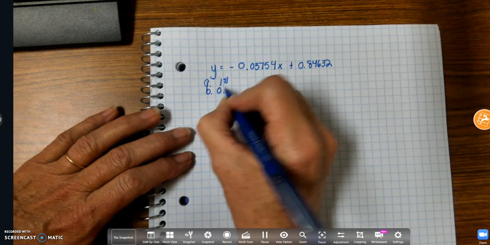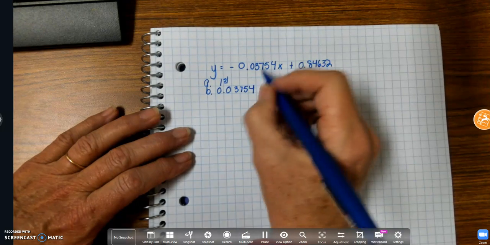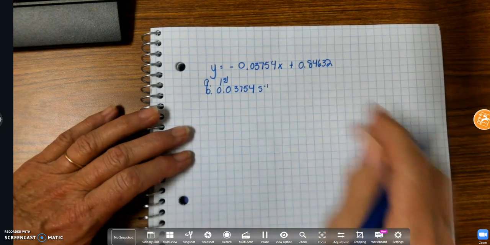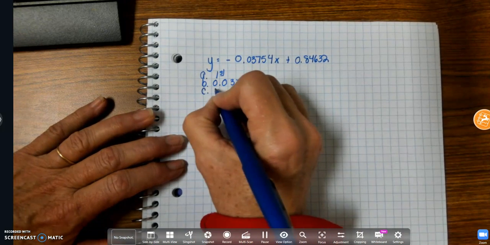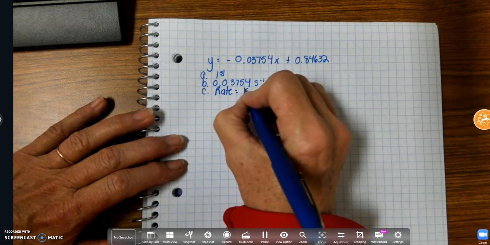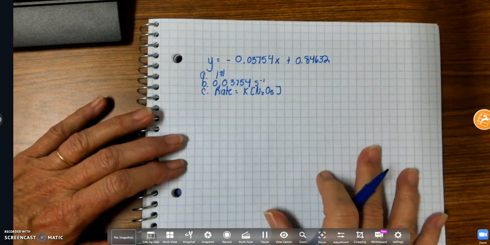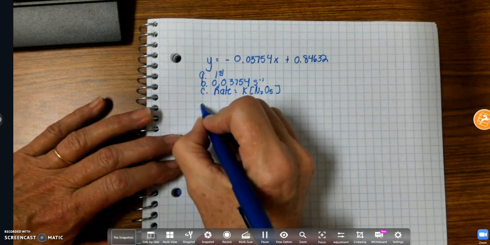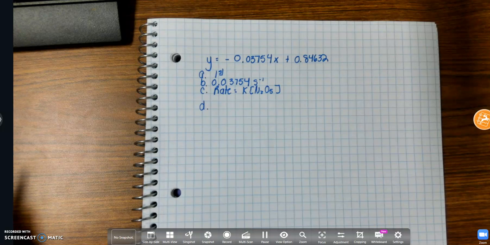I know that my k is 0.03754 seconds to the minus 1 because it is the slope of the line. My rate law is rate is equal to k times [N2O5]. Now, let's calculate D. D asked me what is the concentration of N2O5 at 2 minutes?